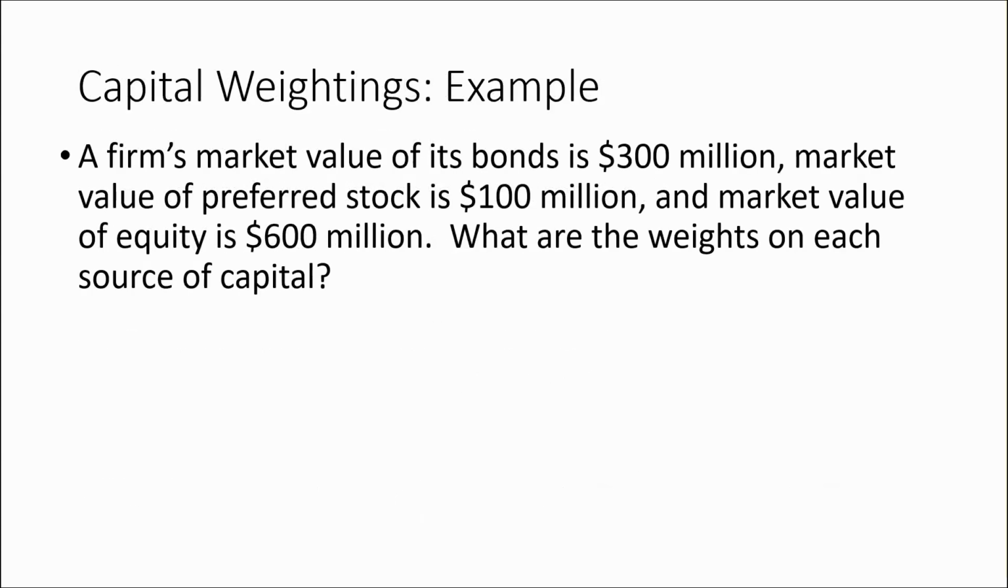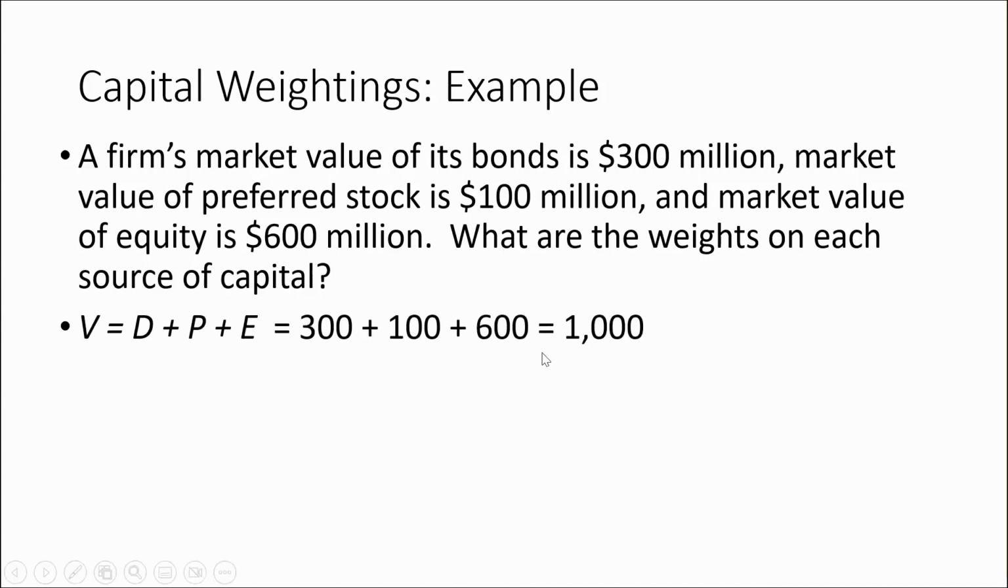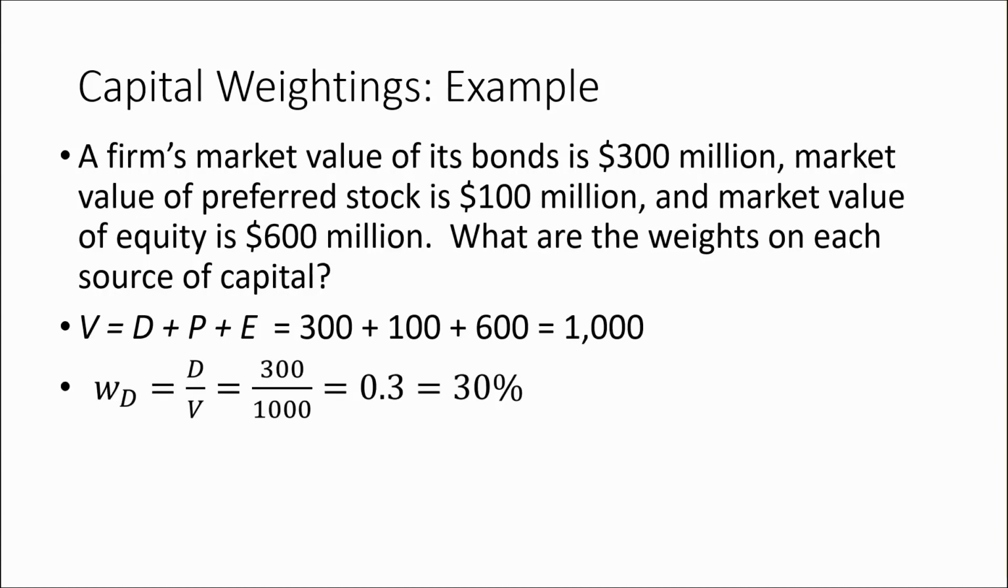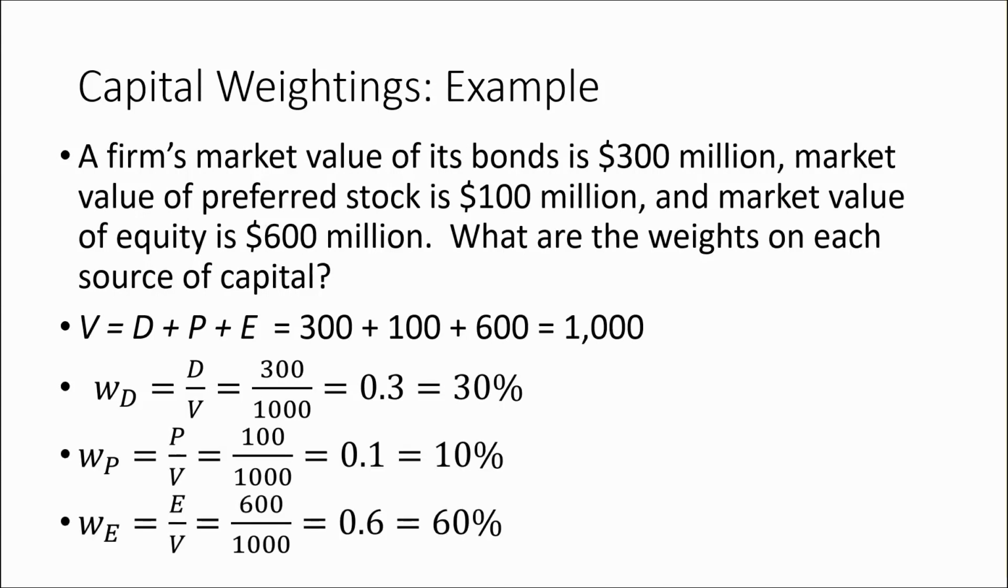For example, let's say a firm has the following market values of its bonds, preferred stock, and equity. We want to know what the weights are on each source of capital. The total of its market values of bonds, preferred stock, and equity is $1 billion. And we just divide each of those market values by the total to get a 30% weight on debt, 10% weight on preferred stock, and 60% weight on equity, which are, again, the common stock.